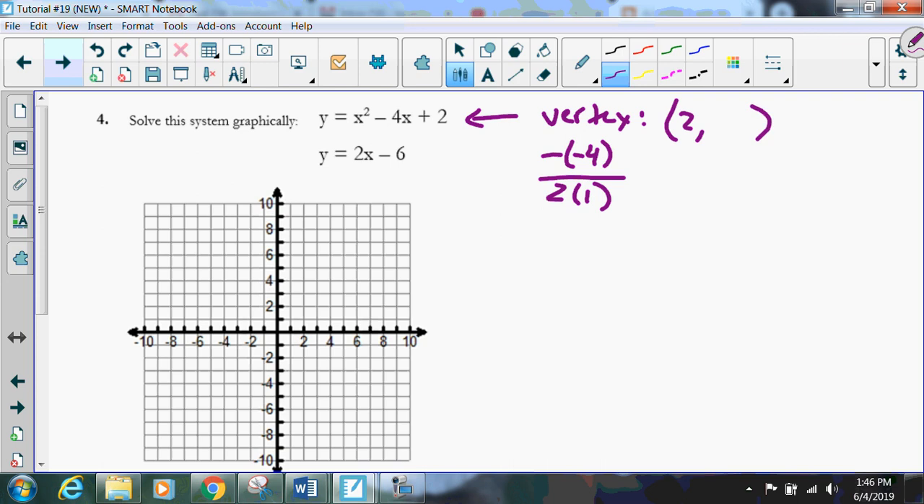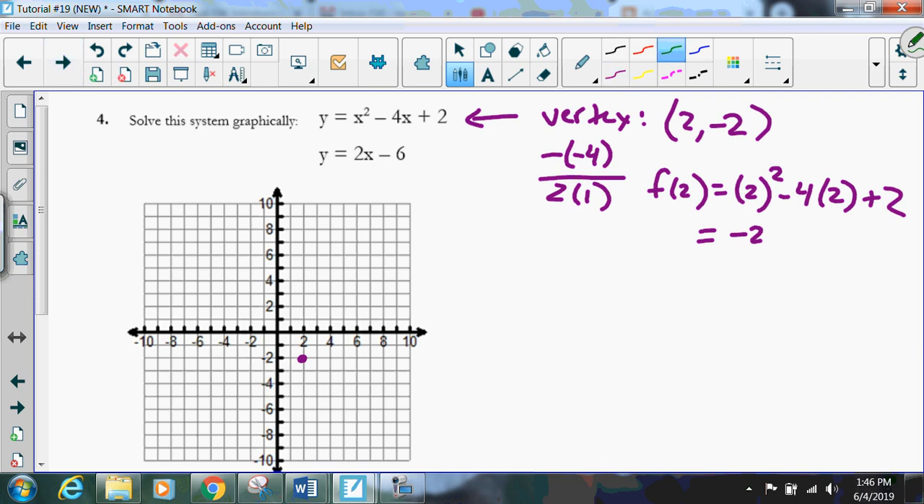To find our y value, we're going to go ahead and find f of 2, right? We're going to plug in 2 every time we see an x. And let's see, that's going to give us a 4 minus an 8 is -4 plus 2 is -2. So our vertex is at (2, -2). I'm going to go ahead and graph that. And let's continue with graphing this quadratic, and make our table looking at things that are 1 away from the vertex.